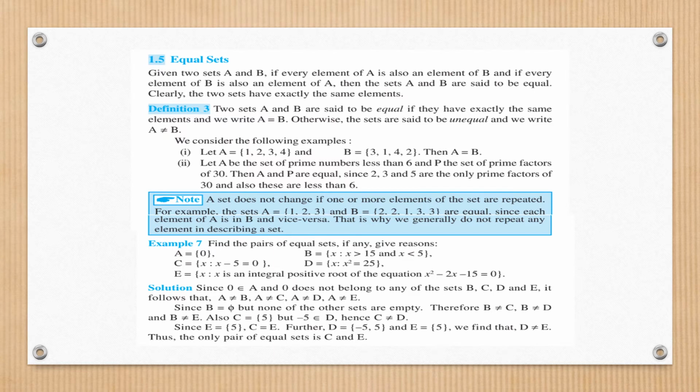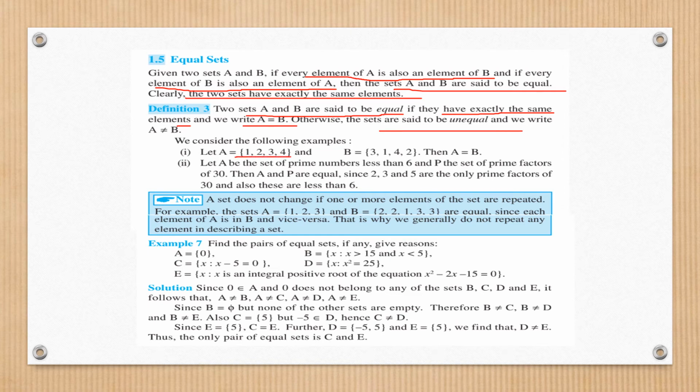Equal sets. Given two sets A and B, if each element of A is also an element of B and each element of B is also an element of A, right? Then we say A and B are equal. That means the two sets have exactly the same elements, right? So two sets A and B are said to be equal if they have exactly the same elements, okay? And we write A is equal to B. Otherwise, the sets will be called unequal.